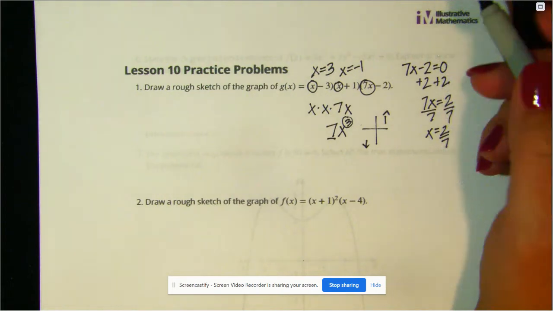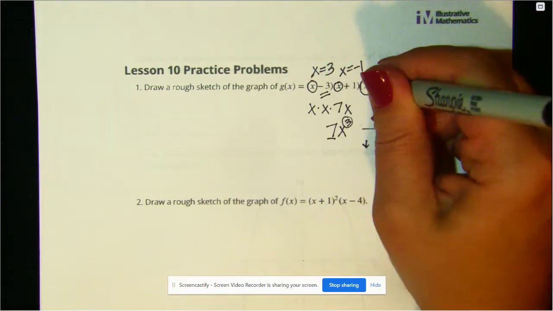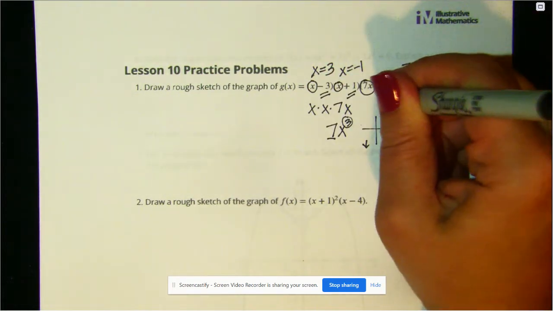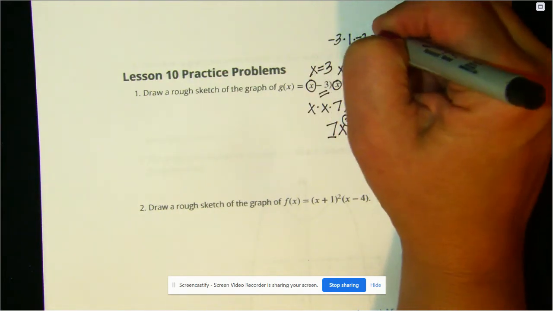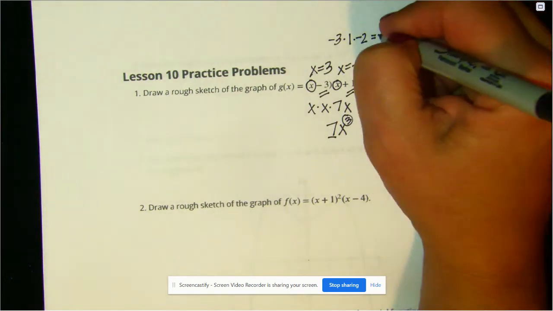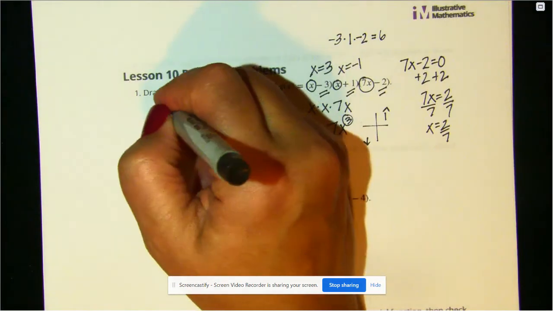And then I could get the constant, -3 times 1 times -2. It's going to touch at 6. All right, let's put all this together.